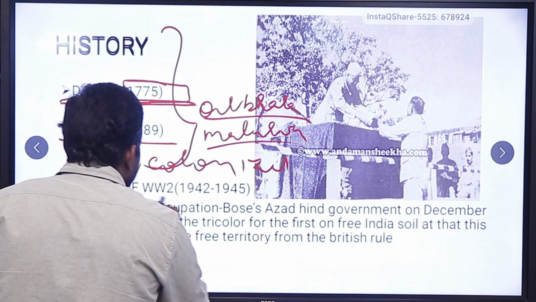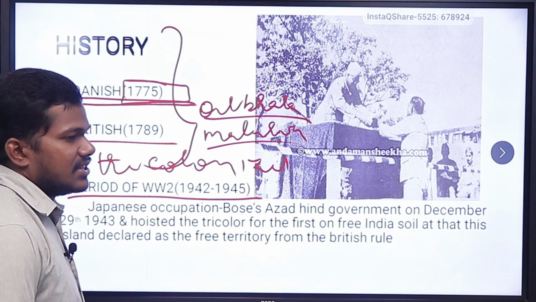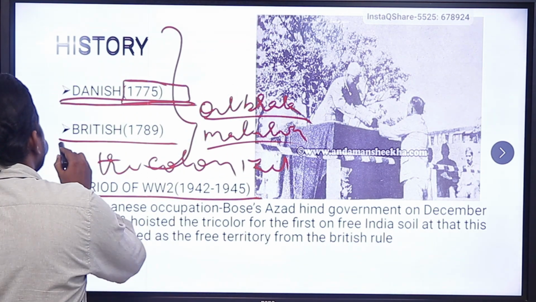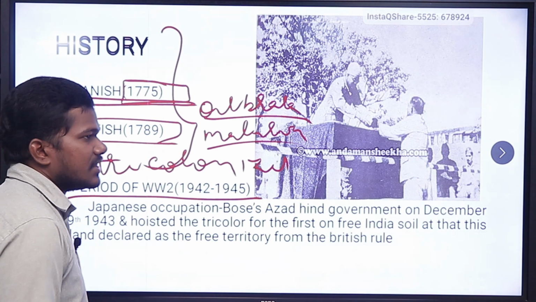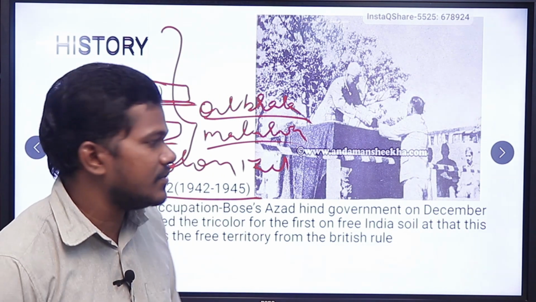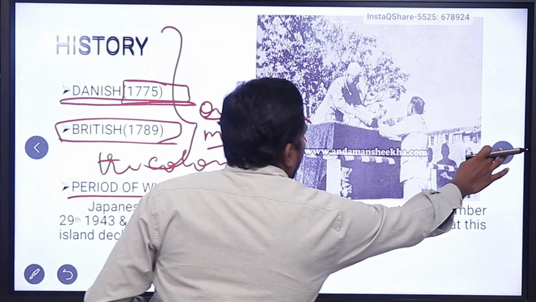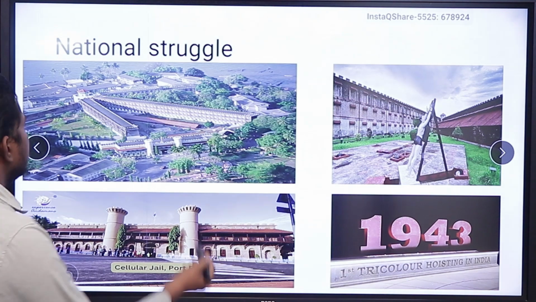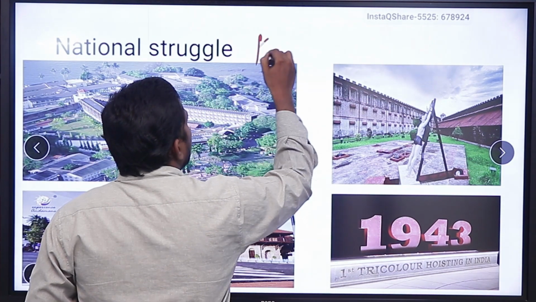During the national struggle, that is, our freedom time, whoever opposed the British government was imprisoned in the Andaman Nicobar Island prison. That is famously called the Cellular Jail. So these are the images of the Cellular Jail. The Cellular Jail has another name as well.